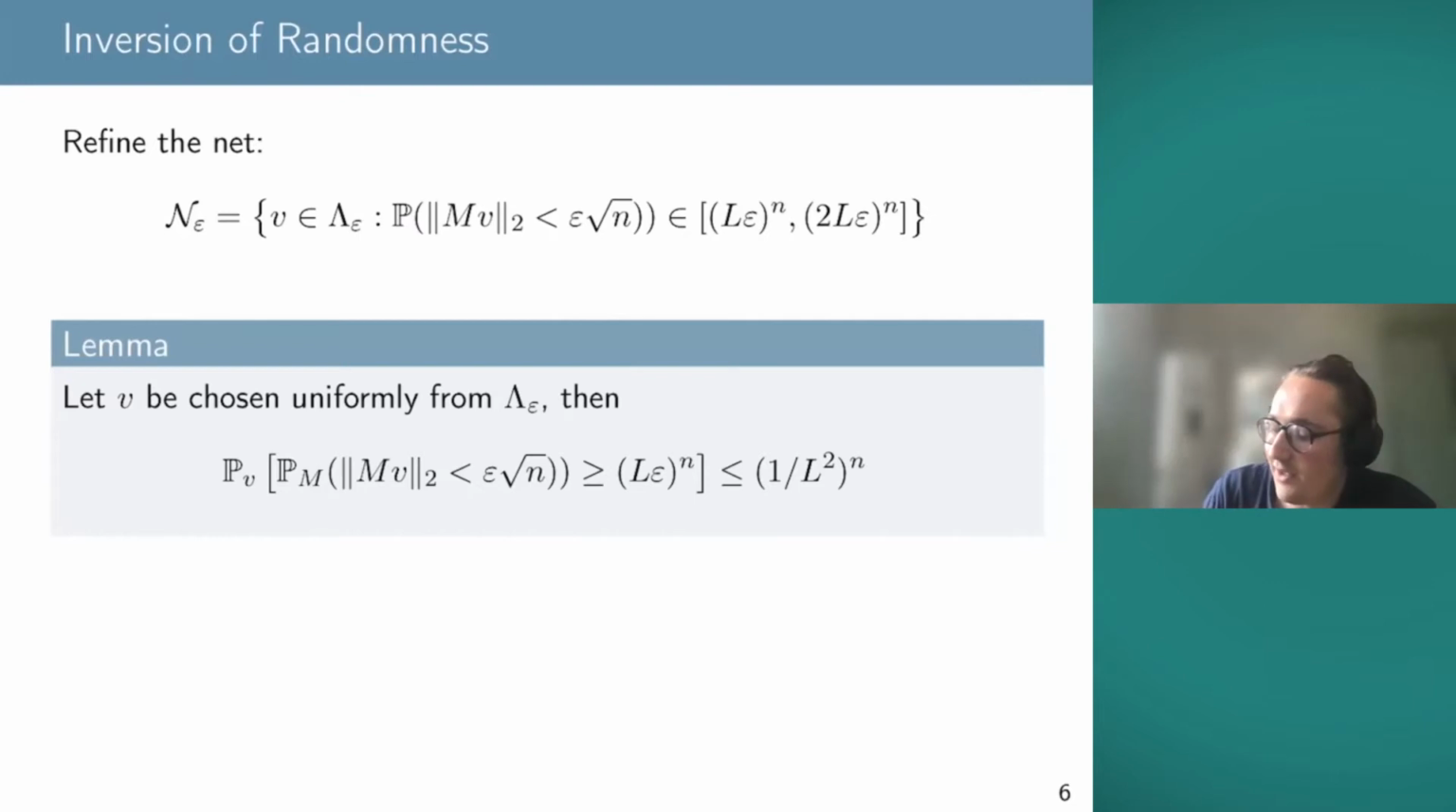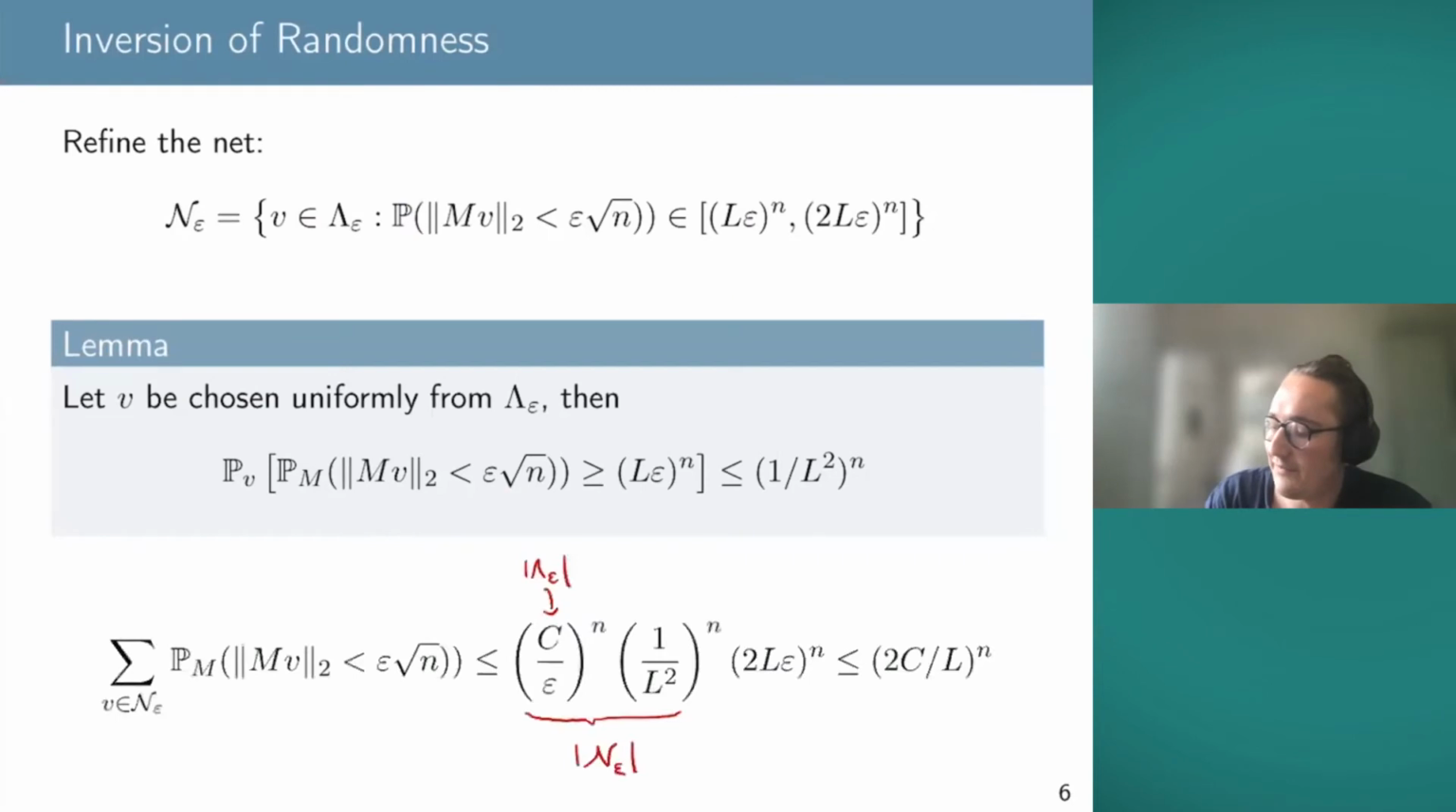And if we do this, I actually claim this lemma is enough to complete our proof, because now we can do our union bound. So let me show you how it's enough for us. Let's try and do a union bound again. So now I'm not union bounding over the whole discrete sphere, but this now refined net, N epsilon. And I'm summing the probability that M maps V close to 0.